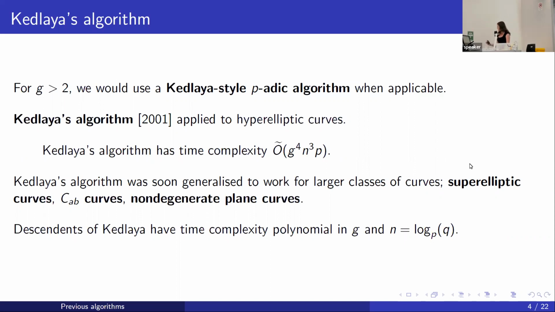Kedlaya's approach was generalized within a few years to work for larger classes of curves. It was generalized to superelliptic curves by Gaudry and Gürel, generalized to C_ab curves by Denef and Vercauteren, and generalized to non-degenerate plane curves by Castryck, Denef, and Vercauteren. These descendants of Kedlaya have time complexity polynomial in the genus and quasi-linear in the prime p.